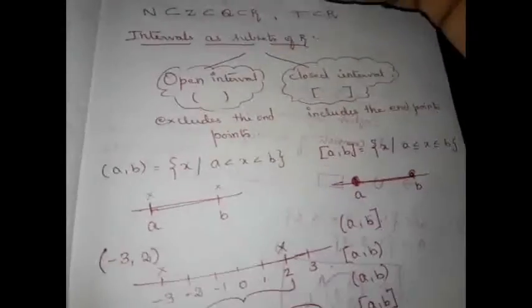Then we have learned what is meant by universal set. Universal set is a superset of all the sets from which we derive. So to solve problems, we need a superset. From that we will derive the various subsets. And then we have learned what is meant by open interval and closed interval. Open interval means it excludes the endpoints. Closed interval means it includes the endpoints. We will denote the closed interval with square brackets. We will denote the open interval with round brackets.